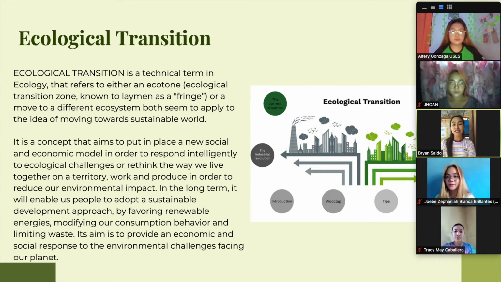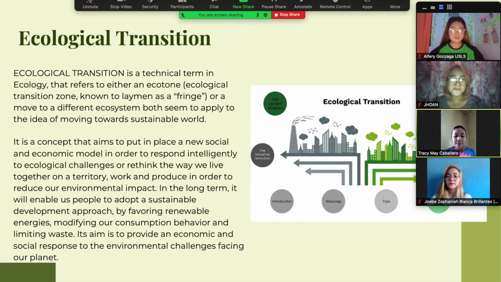Ecological transition is a technical term in ecology that refers to either an ecological transition zone known to the layman as the fringe, or a move to a different ecosystem, to apply the idea of moving towards a sustainable world.